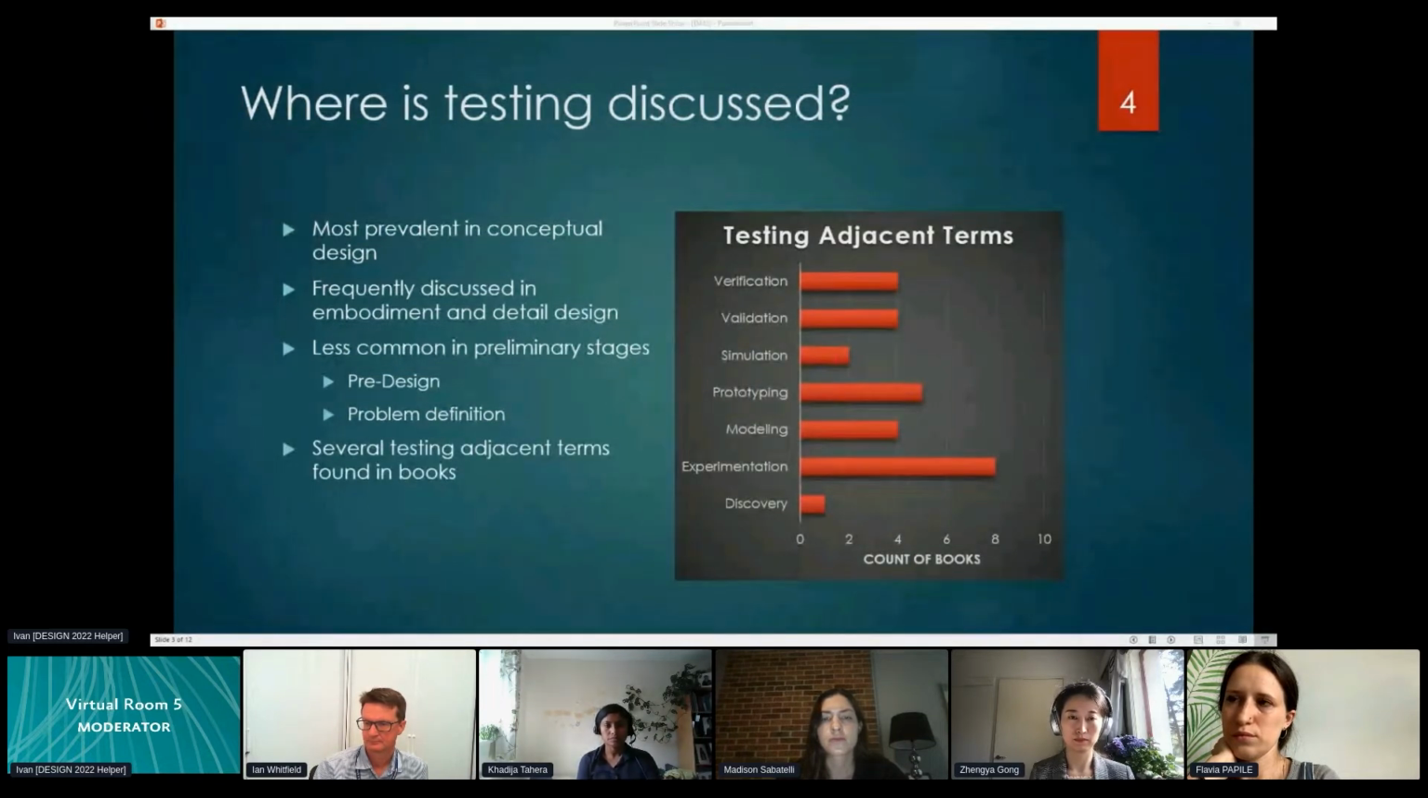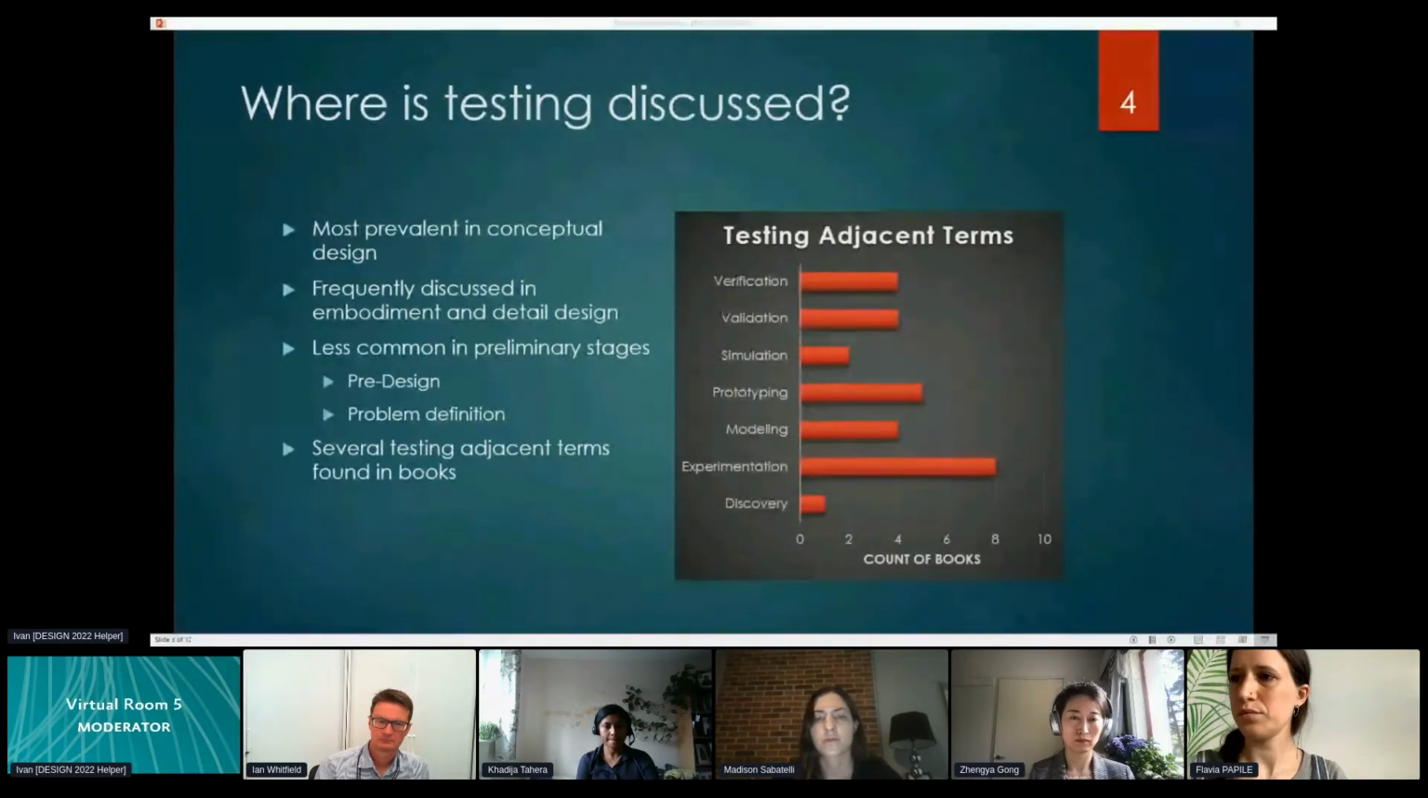As far as adjacent terms, we found a few terms that were discussed alongside testing, and some of these are going to be familiar, such as verification, validation, prototyping. So experimentation was the most commonly found term alongside testing, which makes sense. Some of the other terms that were commonly found were prototyping, modeling, verification, validation. Some of the terms that were present in 1 or 2 of the books, but not in abundance, were discovery and simulation. So maybe those are more specific or particular to a specific type of testing.